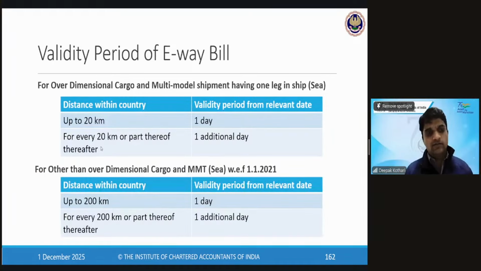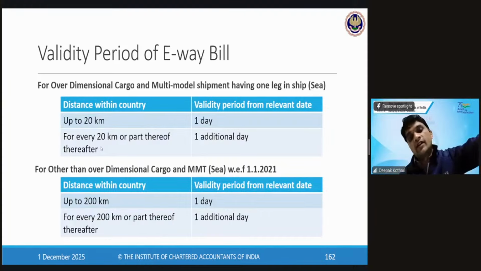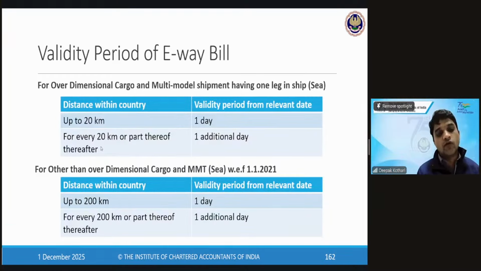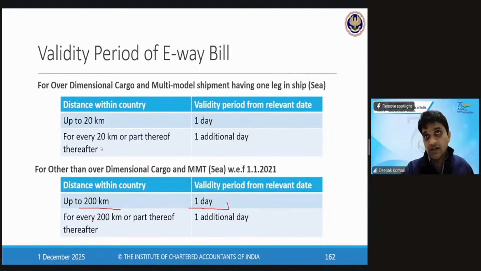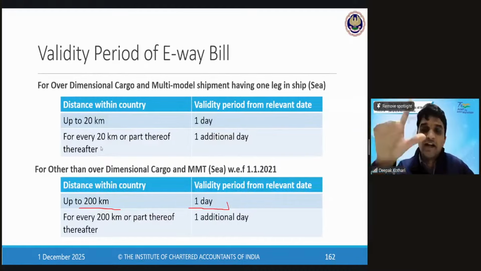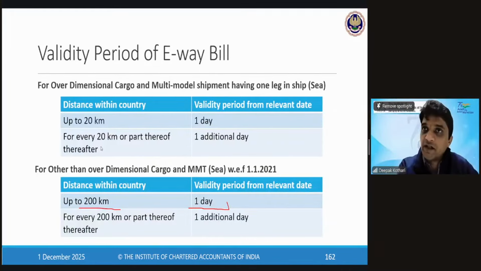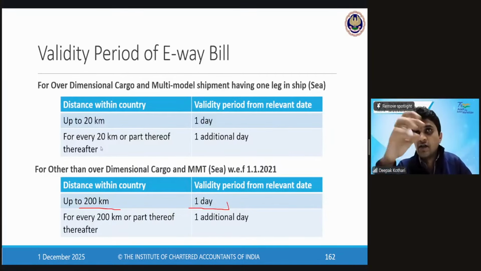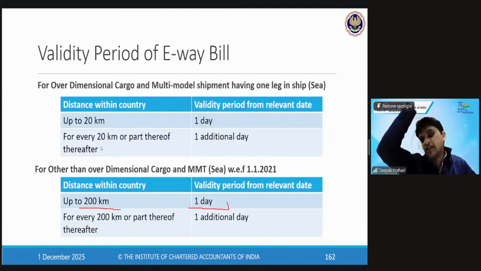But for normal transport from Bangalore to Mumbai, Mumbai to Hyderabad, Cochin to Ernakulam, or Cochin to somewhere in the east, Kolkata, for these movements by road, the e-way bill validity is 200 kilometers per 1 day. When the distance is up to 200 kilometers, the validity will be 1 day. If the distance is 300 kilometers, the validity of the e-way bill will be 2 days. It is not that every e-way bill will have a fixed validity. It will depend on the distance from the place of the supplier to the destination.